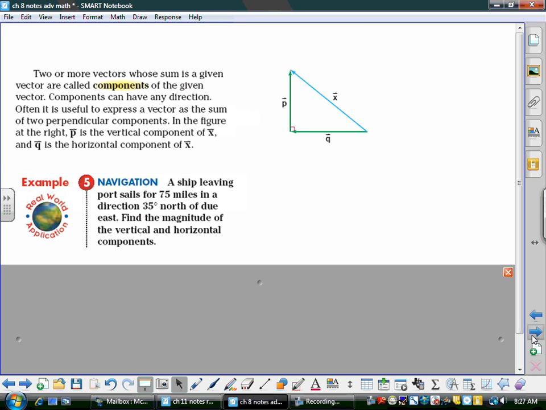The big word that I really want to touch on here is components. We're going to use the components of a vector a lot. The components of a vector, if I have some vector like x, I can rewrite that vector as the sum of a horizontal vector plus a vertical vector, and those are called its components.